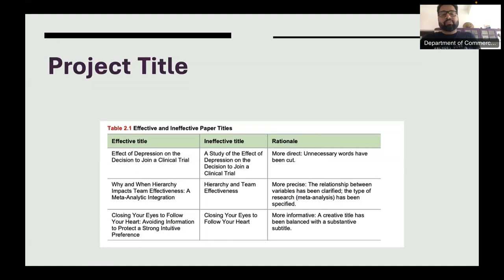So the first one is good, the effect of depression on the decision to join a clinical trial. We can remove a study of the. So unnecessary words have been cut. It should be more direct. Then the next one is why and when hierarchy impacts team effectiveness: a meta-analytic integration, that is an effective one. The second one, you can see, hierarchy and team effectiveness, is ineffective.